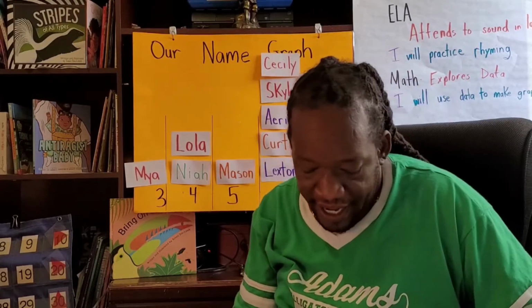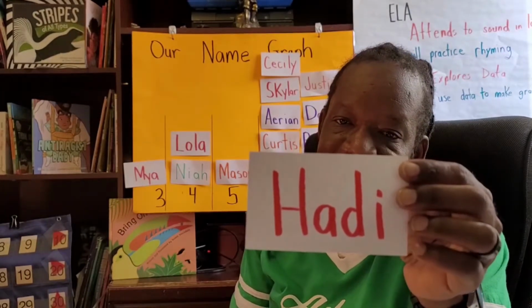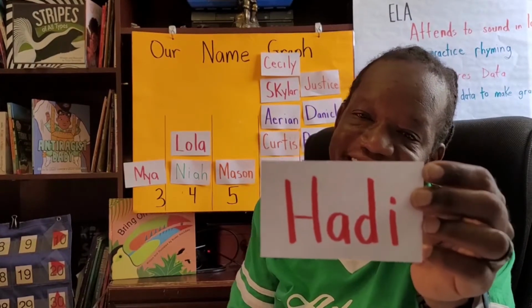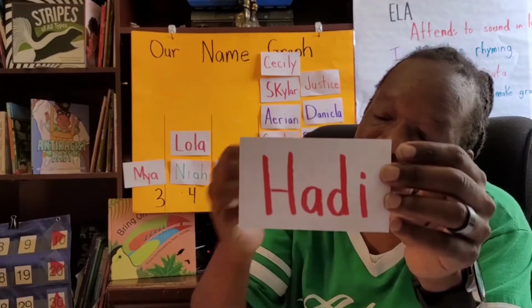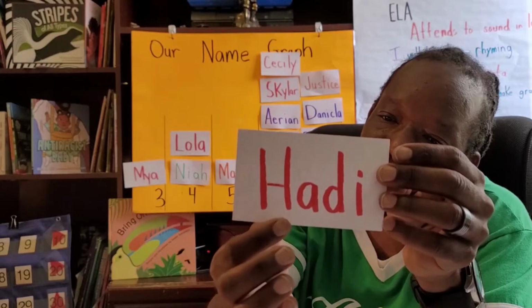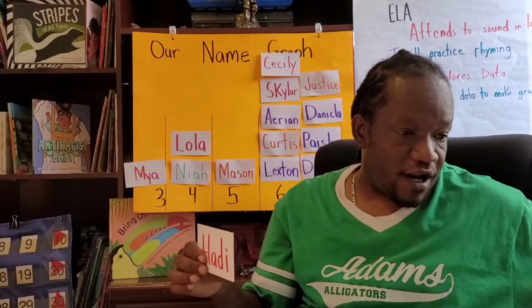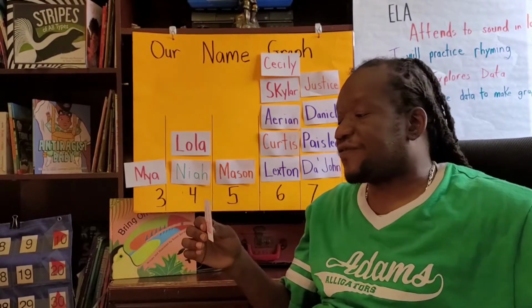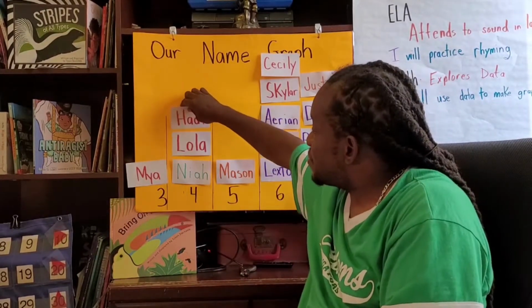All right. I think I have one more name today. And who is this? Hadi. Hi, Hadi. H-A-D-I. Let's count her letters. 1, 2, 3, 4. She has 4 letters in her name. So she goes right here.